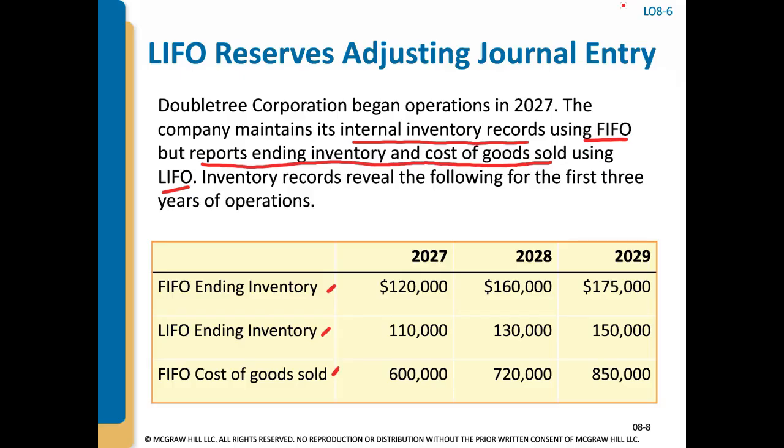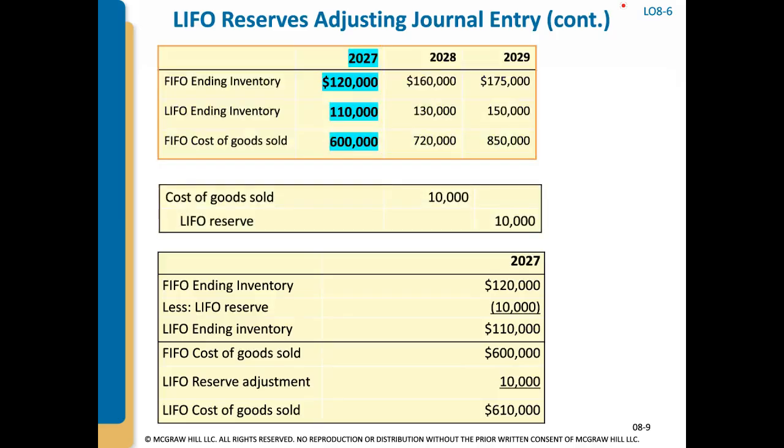So for purposes of this class, we're not calculating the LIFO ending inventory versus the FIFO. We're just given that information in the problem. So let's focus on 2027. Our FIFO is internal, and LIFO is external. So we have to convert our internal books to our external, what we're going to report on our 10-K. FIFO inventory is 120,000 and LIFO is 110,000.